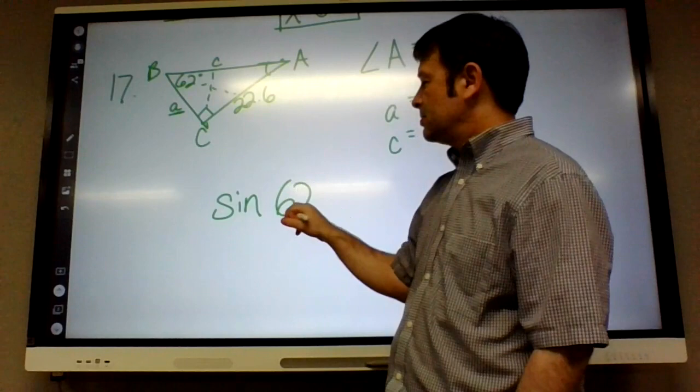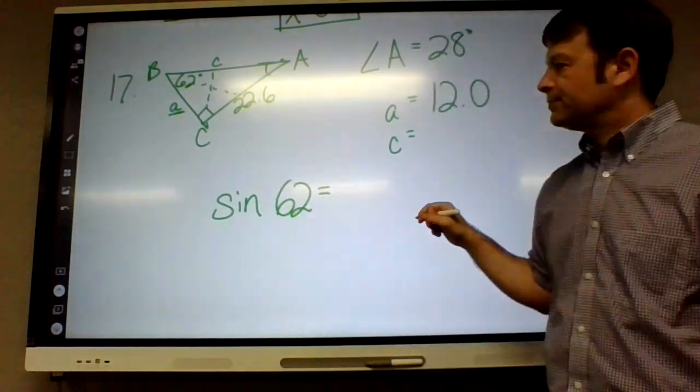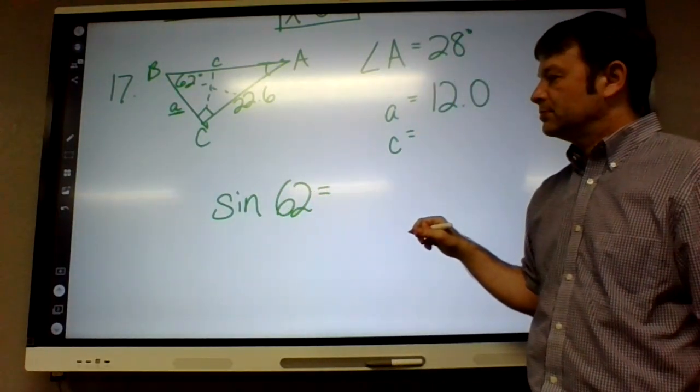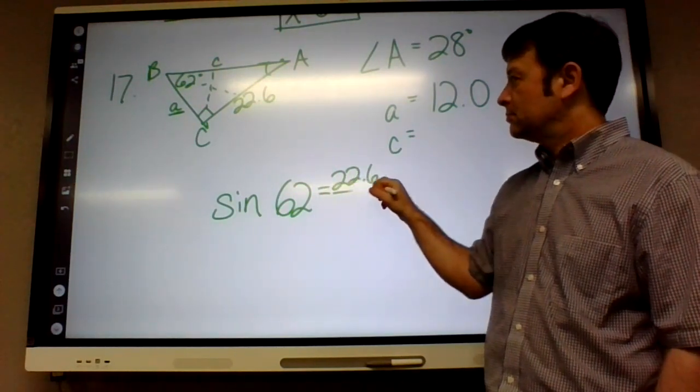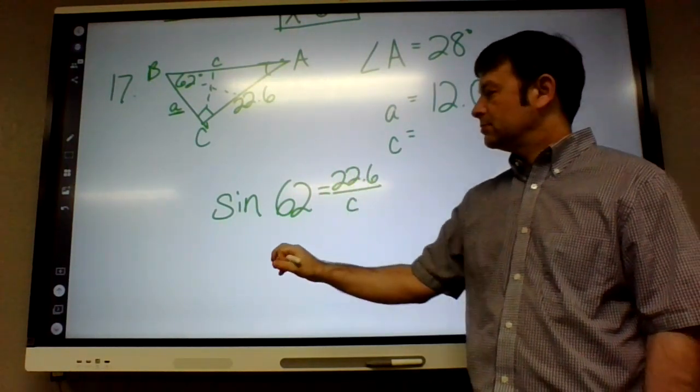Sine of 62 equals, I think, opposite, 22.6 over C. And then you have to swap them.